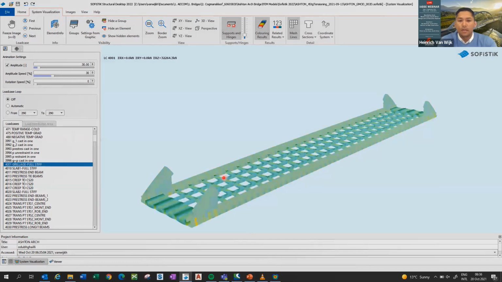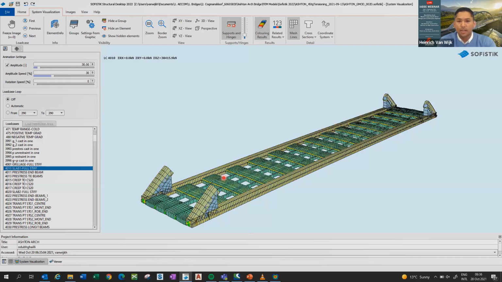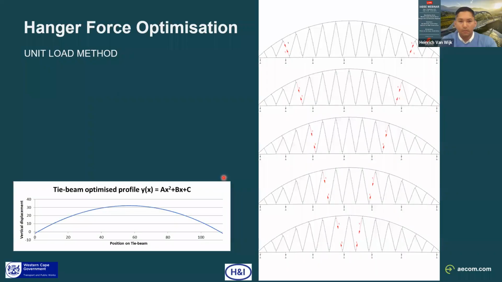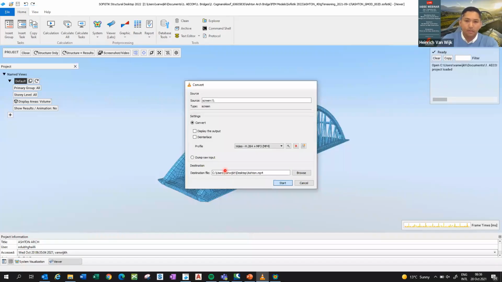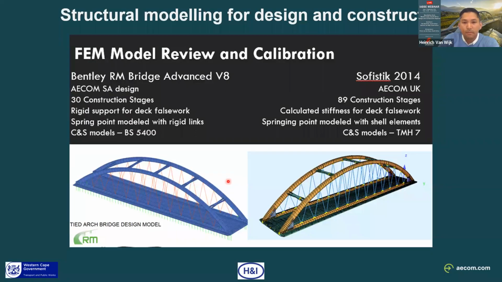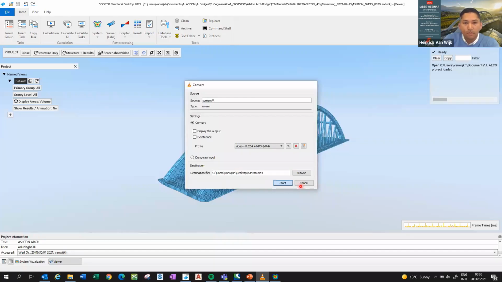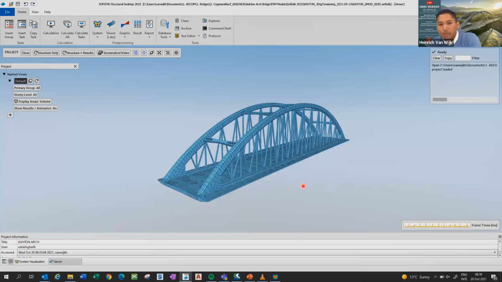There were quite a few construction stages with the Sophistic model. Oops, I'm just going to go through that again. Just bear with me. Okay, I'll let it play.